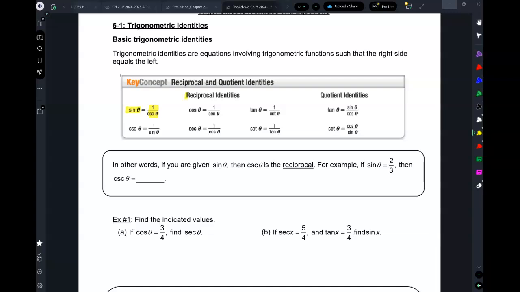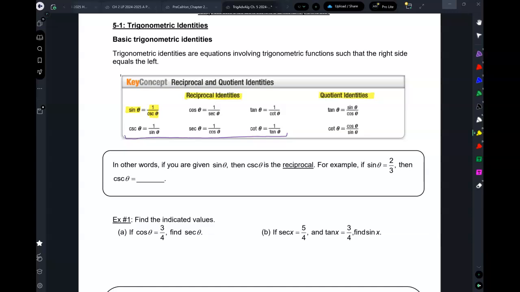All of these are called the reciprocal identities. Cosine is 1 over secant, tangent is 1 over cotangent, cosecant is 1 over sine, secant is 1 over cosine, and so on. Now, we also have the quotient identities. Tangent is sine over cosine. Cotangent is cosine over sine. Is there anything in here that you have not seen before? No. We're just calling it identities now, but there is literally nothing here that you have not seen before.